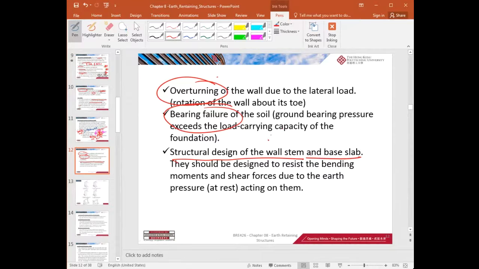So here, the ULS and SLS, right, for the steel reinforcement. You have to check whether any section of the wall stem or the base slab will be overstressed. So you have to put in an adequate amount of steel bars, right? The main bars and also the distribution bars, so that the ULS and the SLS requirements will be met, right?